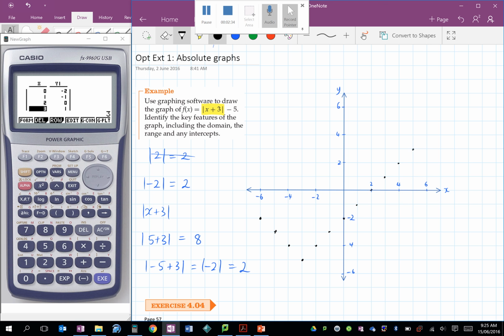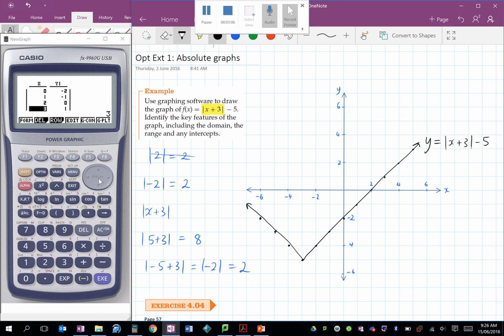Now unlike a parabola, which also does this, this isn't a curve, this is a straight line. So we use a ruler to rule this in. So that way and that way. And what we have at the end here is what we call a cusp. It's a sharp corner rather than a curved corner. So it's just sort of two lines. And that's our graph, the absolute value of x plus 3, minus 5.